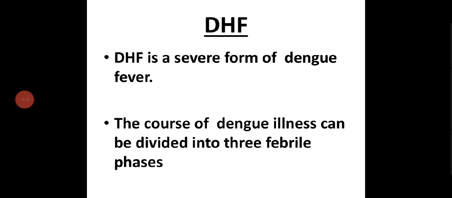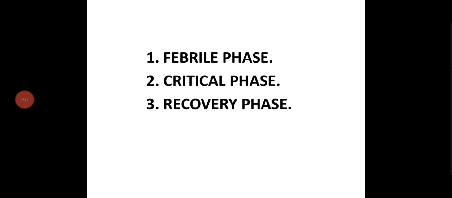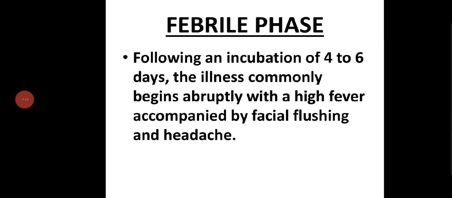DHF, that is dengue hemorrhagic fever, is a severe form of dengue fever. The course of dengue illness can be divided into three febrile phases. That is the febrile, critical, and recovery phase.